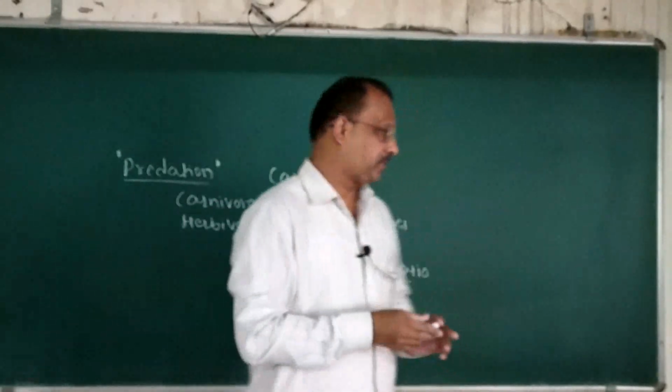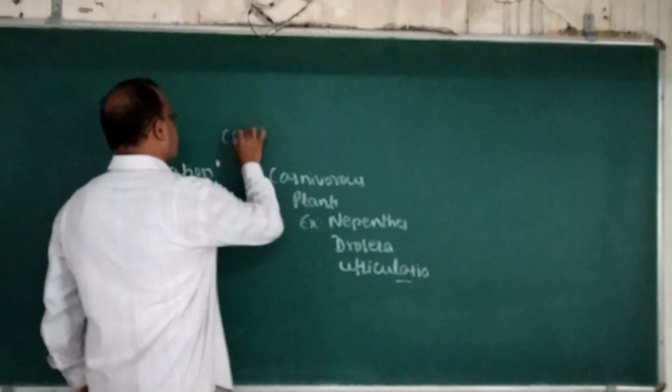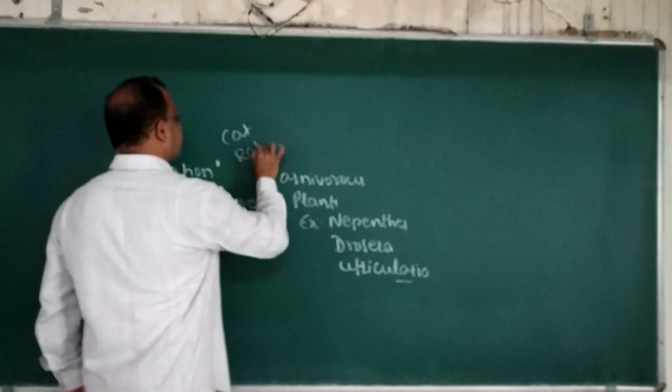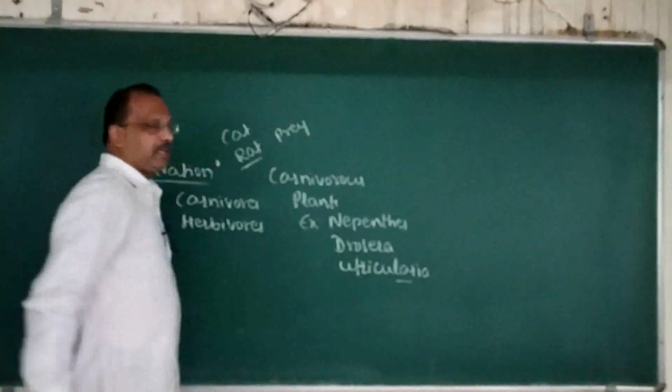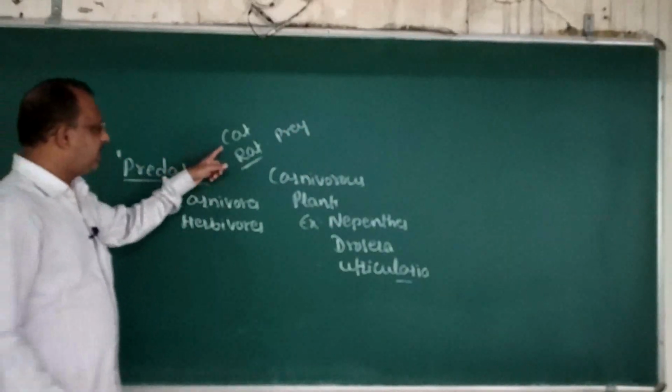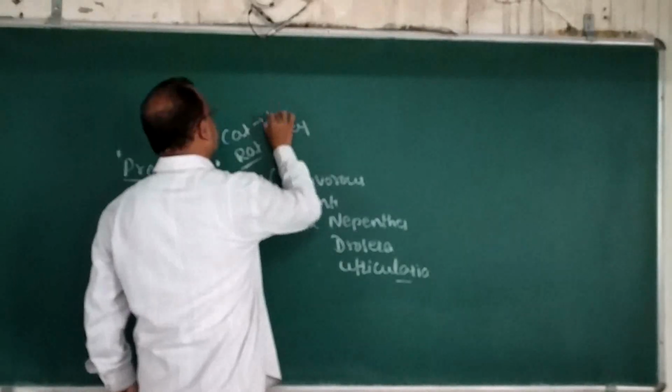Cat and rat. Rat is an example for prey. Cat is an example for predator.